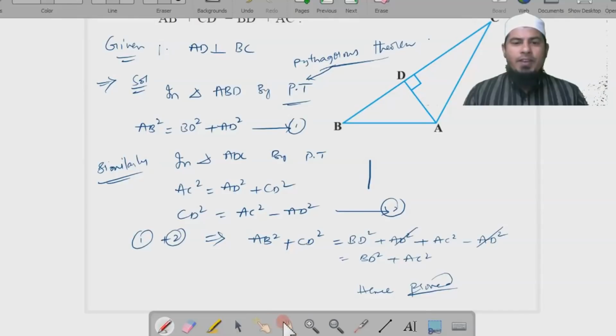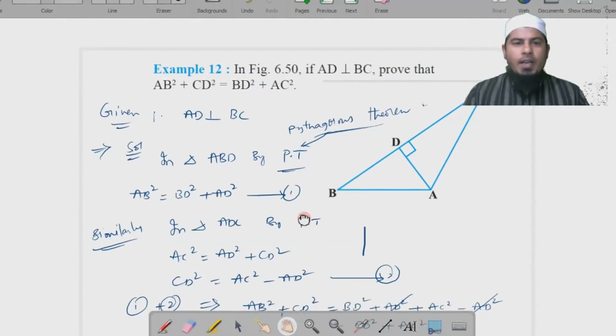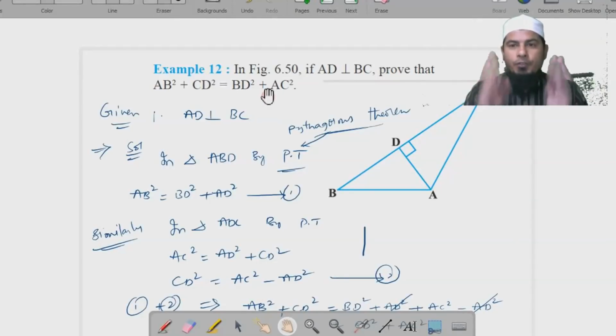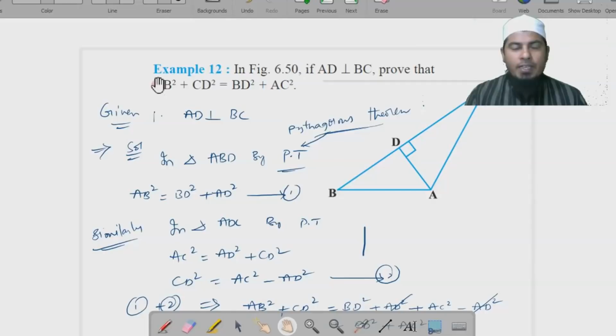Yes, very simple proof for this one. We have the LHS to be proved equal to the RHS. First of all, we need to make the LHS statement with the help of Pythagoras theorem applied on the right angle triangles. So we need AB square, and AB square by Pythagoras theorem in triangle ABD.